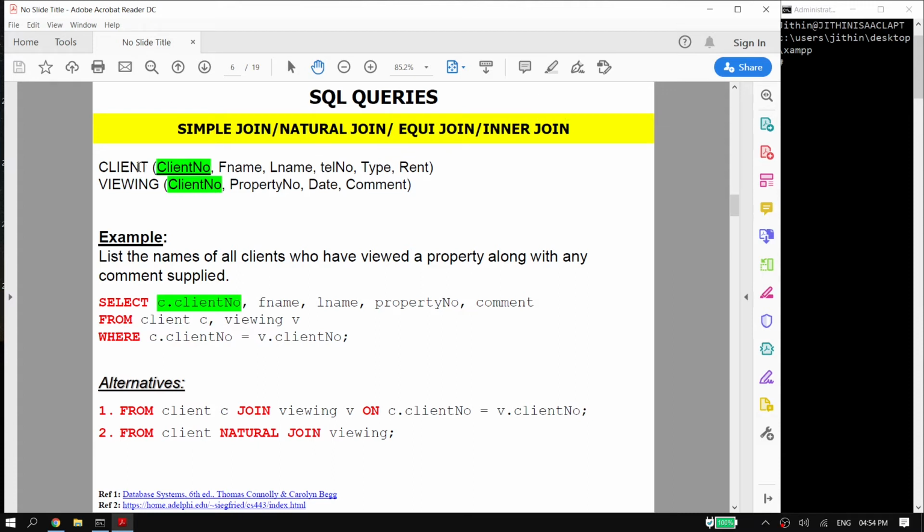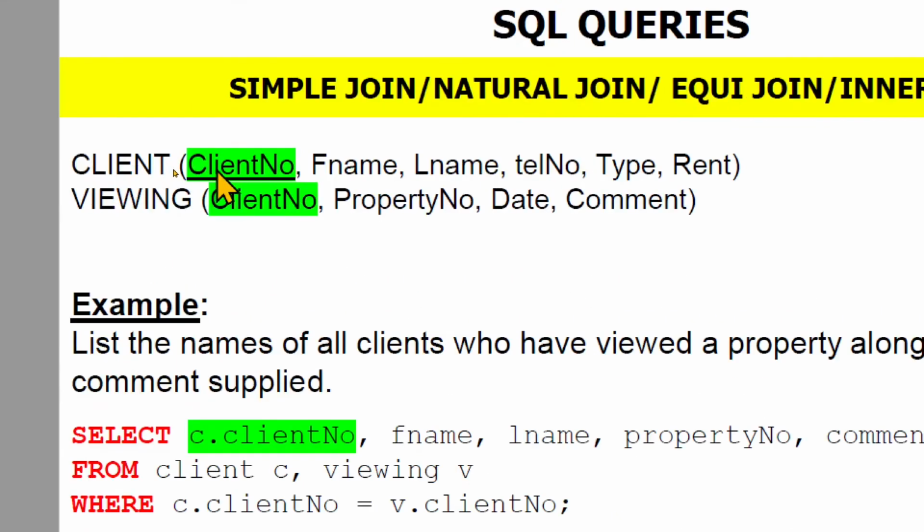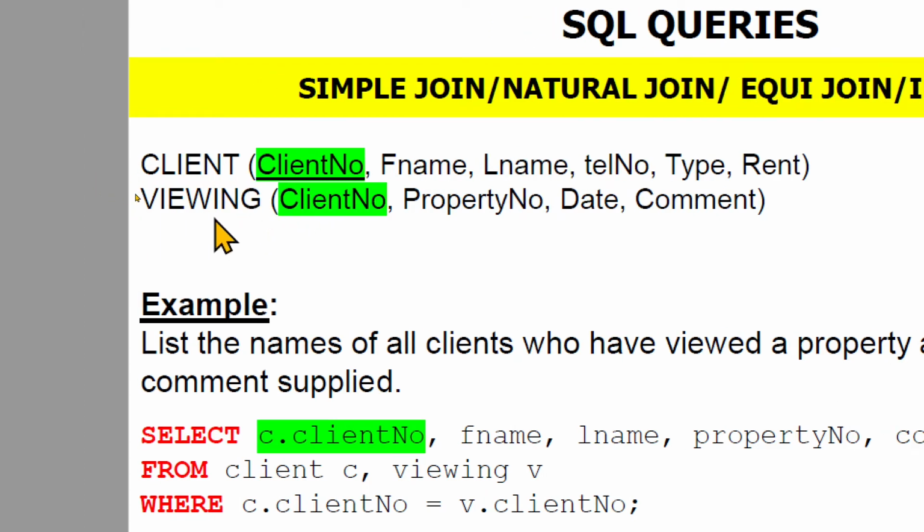I have two tables with me, client and viewing. These tables are the same tables which we have done in our Dream Home database. So we have the client table. So client table has these attributes: client number, first name, last name, telephone number, type and rent. And we have this viewing report card table which gives you client number, property number, date and comment. Thing to note over here is that client number is the primary key of this client over here, and therefore this client number will be the foreign key of your viewing table.